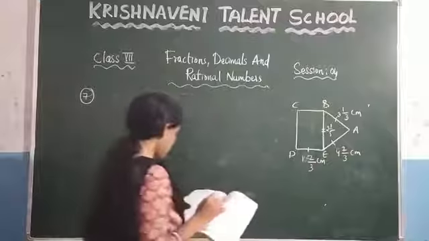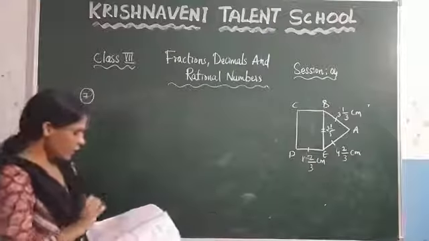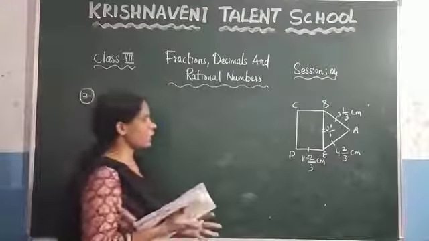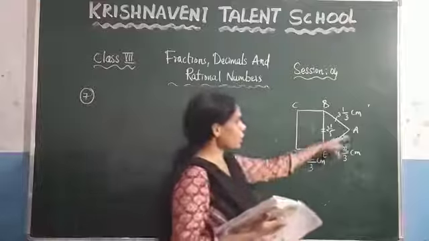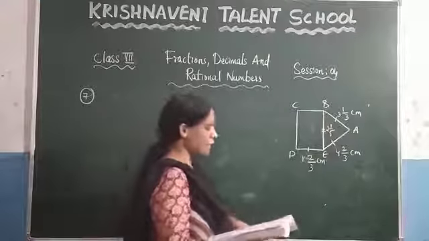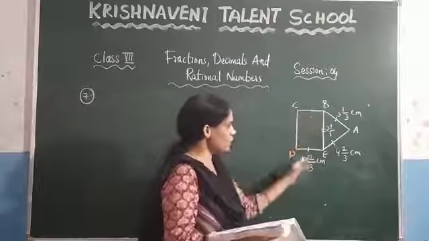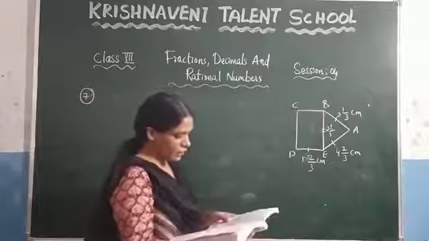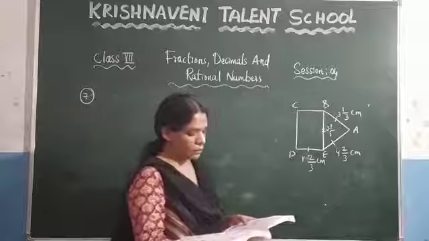This is the question given here. You can read the question. Find the perimeters of the triangle ABD. First you need to find the perimeter of the triangle, and after that you have to find the perimeter of the rectangle BCDE, which has the greater perimeter and how much?